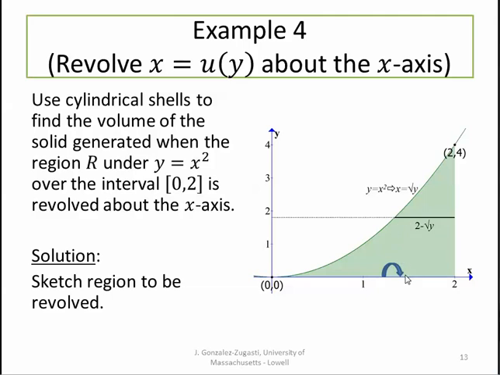And I need to know my height. And my height is my top curve, which is 2, minus my bottom curve. And since we're going to integrate with respect to y, you want to rewrite your equation so it's x equals some function of y. So we get x is equal to the square root of y. So here, this height is 2 minus the square root of y.